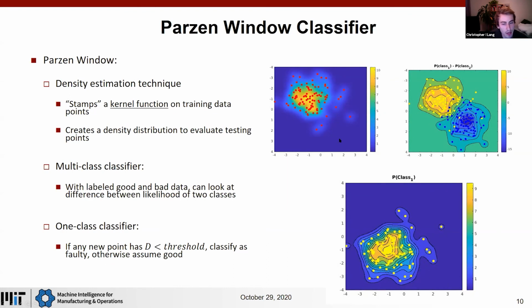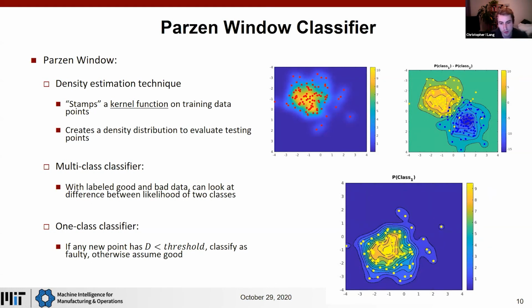So in a multi-class classifier with both labeled good and labeled bad data, you can create density distributions for class 1 and class 2, and then you can look at the difference of the two of these to see which one is more likely. So if you have some new point that comes in that falls in this yellow area, you would say it's part of class 1, and if it falls into this blue area, you can say that it's class 2. And then in the green, you'd say somewhere in between.